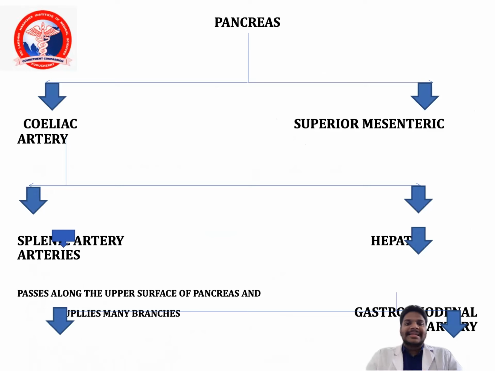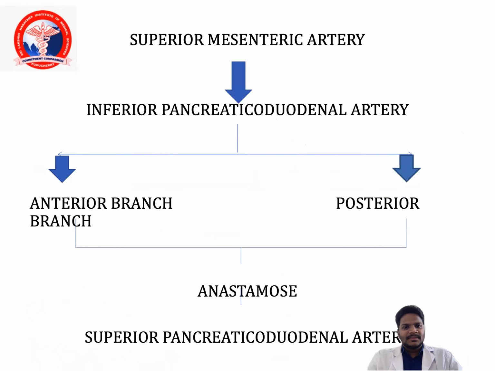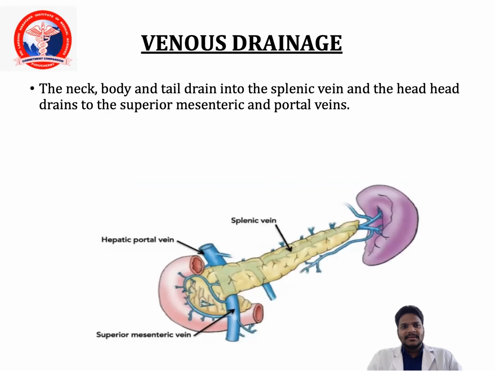Now, this is a broad classification of how the pancreas is supplied based on the vessel bifurcations. Behind the pancreas, there is the celiac artery and the superior mesenteric artery. The celiac artery gives the splenic artery and the hepatic artery, from which the gastroduodenal artery and many small branches supply the pancreas. The superior mesenteric artery has the inferior pancreaticoduodenal artery, which has an anterior branch and a posterior branch, which anastomose to form the superior pancreaticoduodenal artery.